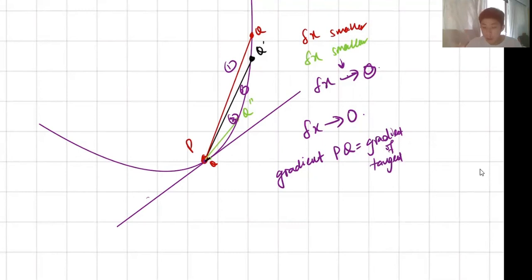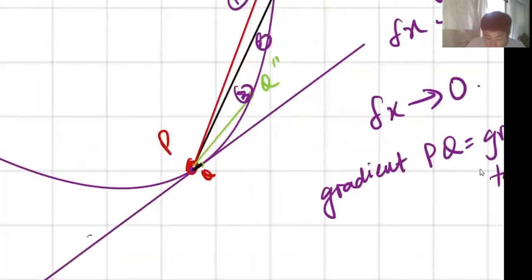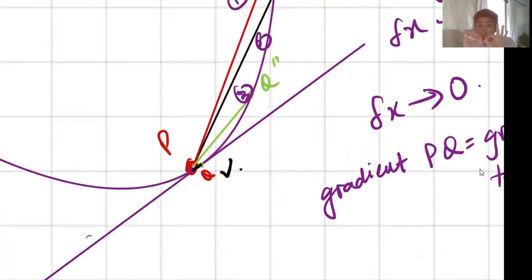I repeat it one more time. At first, Q is on top here. As you slide the Q down, I'll explain to you, the delta x becomes smaller and smaller until the delta x becomes so small that the Q is like next to P. The Q is like here, next to P, until the gradient between point P and point Q, you might not see the line because it's so close. The line between point P and point Q, the gradient is actually the gradient of the tangent already. That is the understanding.